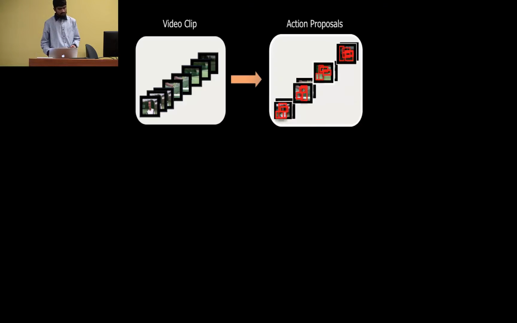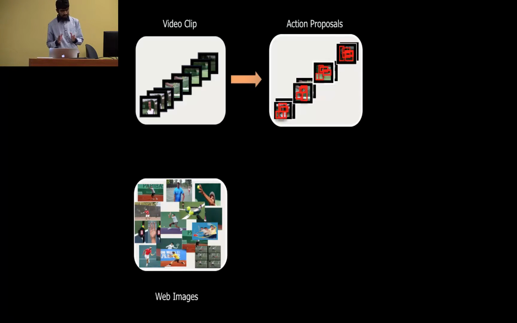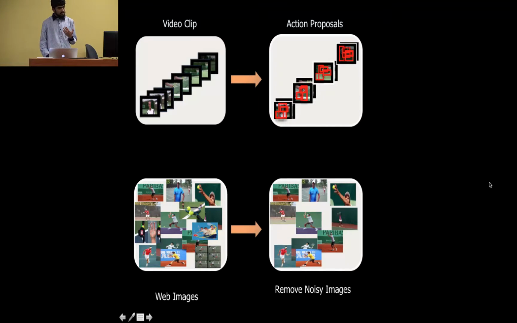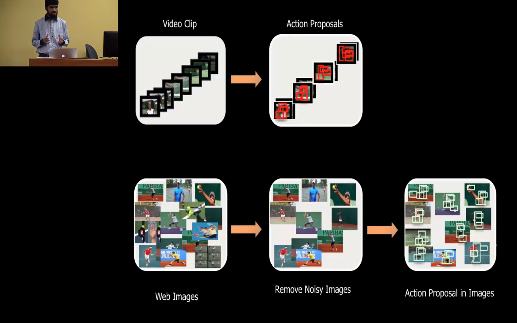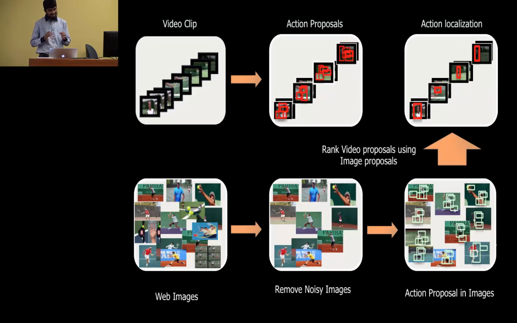So given the video, we obtain several action proposals in each video. Then given the video level labels, we download images from Google, and then we remove the noisy images from this collection using a random walk, and then we obtain action proposals in the images, and finally we reuse these action proposals in the images to rank the action proposals in the video and get the most probable location in the video which contains the specific action we are looking for.